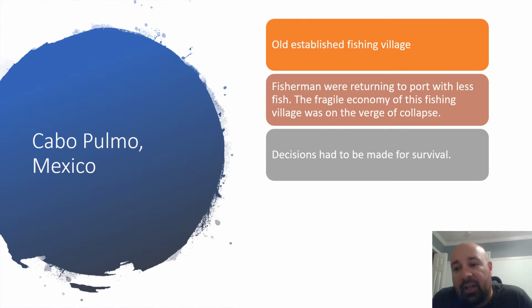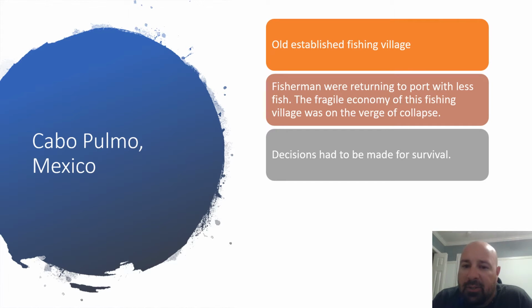It has a very rich history. It's an old fishing village. What I mean by that is there's generations upon generations of men and women who have been fishermen their whole lives, using the fishing economy to sustain their livelihood and sustain themselves. Well, over time, the fishermen were returning to the port with less fish. And with that, the fragile economy of a small fishing village was on the verge of collapsing, sadly.